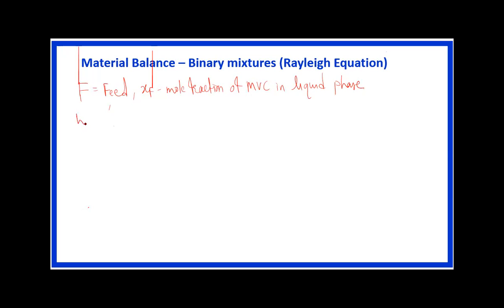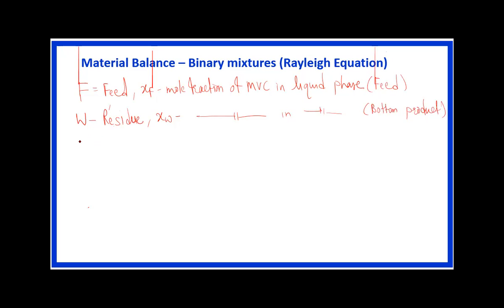Then W is the residue, that is bottom product, and the mole fraction of this W is indicated as XW. So it is the mole fraction of MVC in liquid phase, but it is a part of bottom product. And the initial one, XF, is the part of feed. So F is the feed, XF is the mole fraction of MVC in liquid phase from the feed, W is the residue or bottom product, and XW is the mole fraction of MVC in liquid phase from the bottom product.